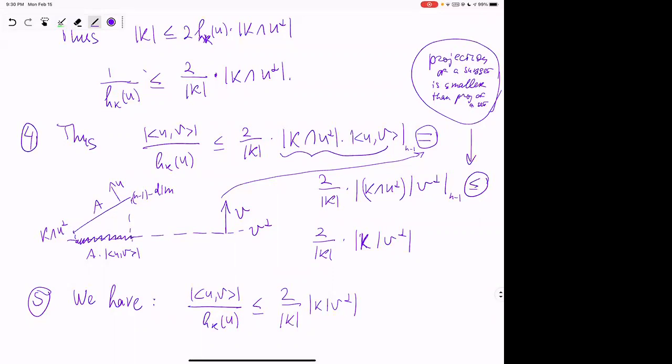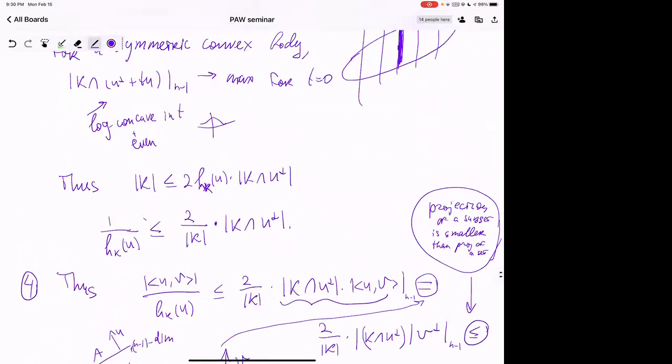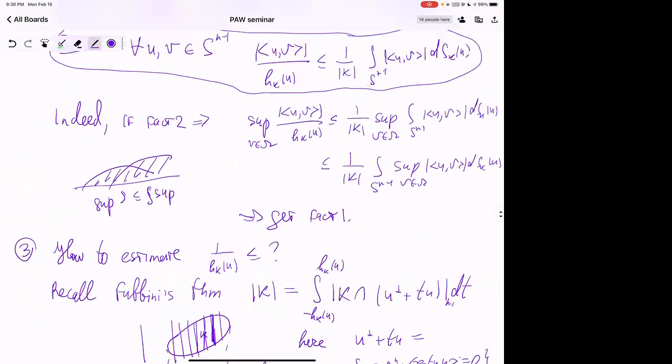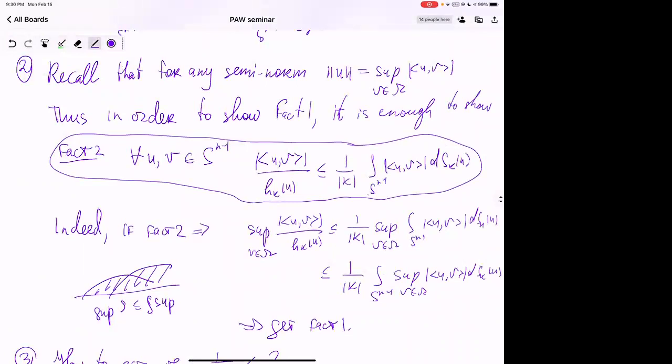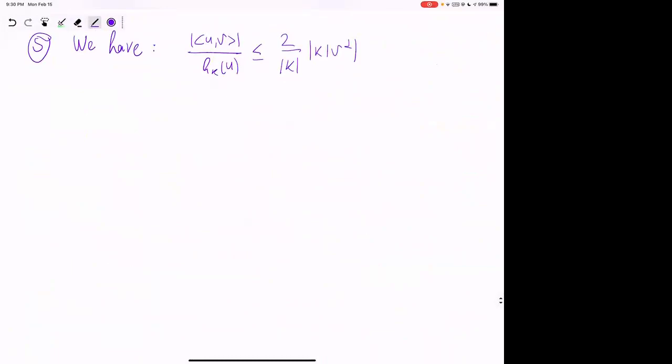Any question? So what did we want? We wanted this fact 2 over here, which was written like this. So let me rewrite it again. Fact 2, which we want.